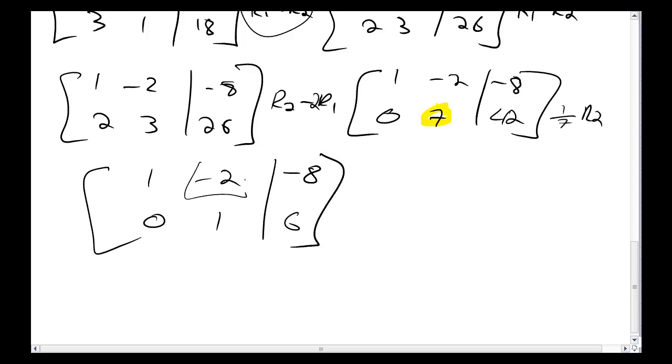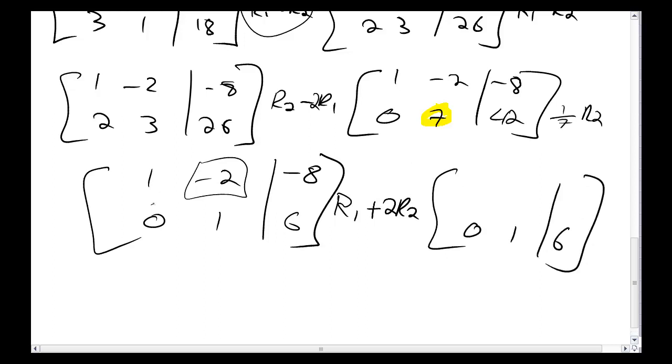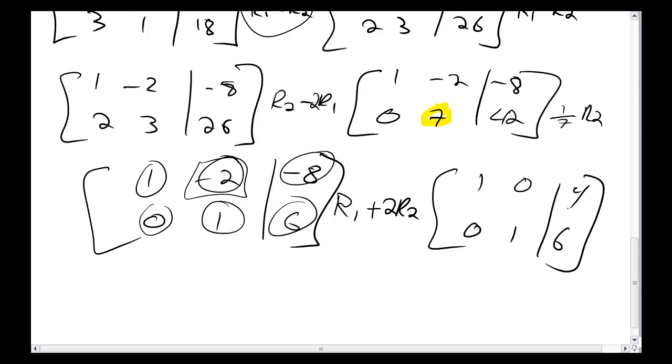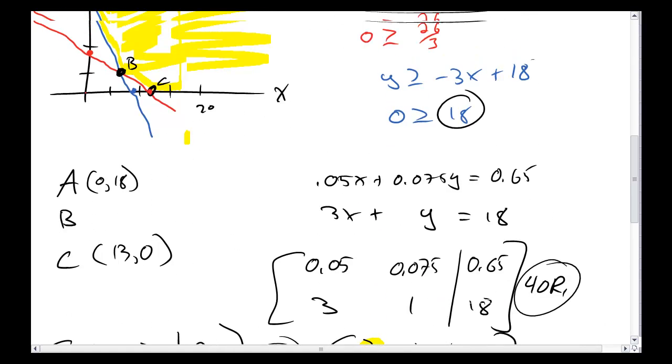Finally, I want this right here to be a 0, so I'm going to do row 1 plus 2 row 2. And that's going to leave me with my final answer of 0, 1 is going to leave me with 1, negative 2 plus 2 times 1 is going to leave me with 0, and negative 8 plus 12 is going to leave me with 4. This answer right here, because this was my x column and this was my y, tells me x equals 4 and y equals 6. So I take that information right back up here.